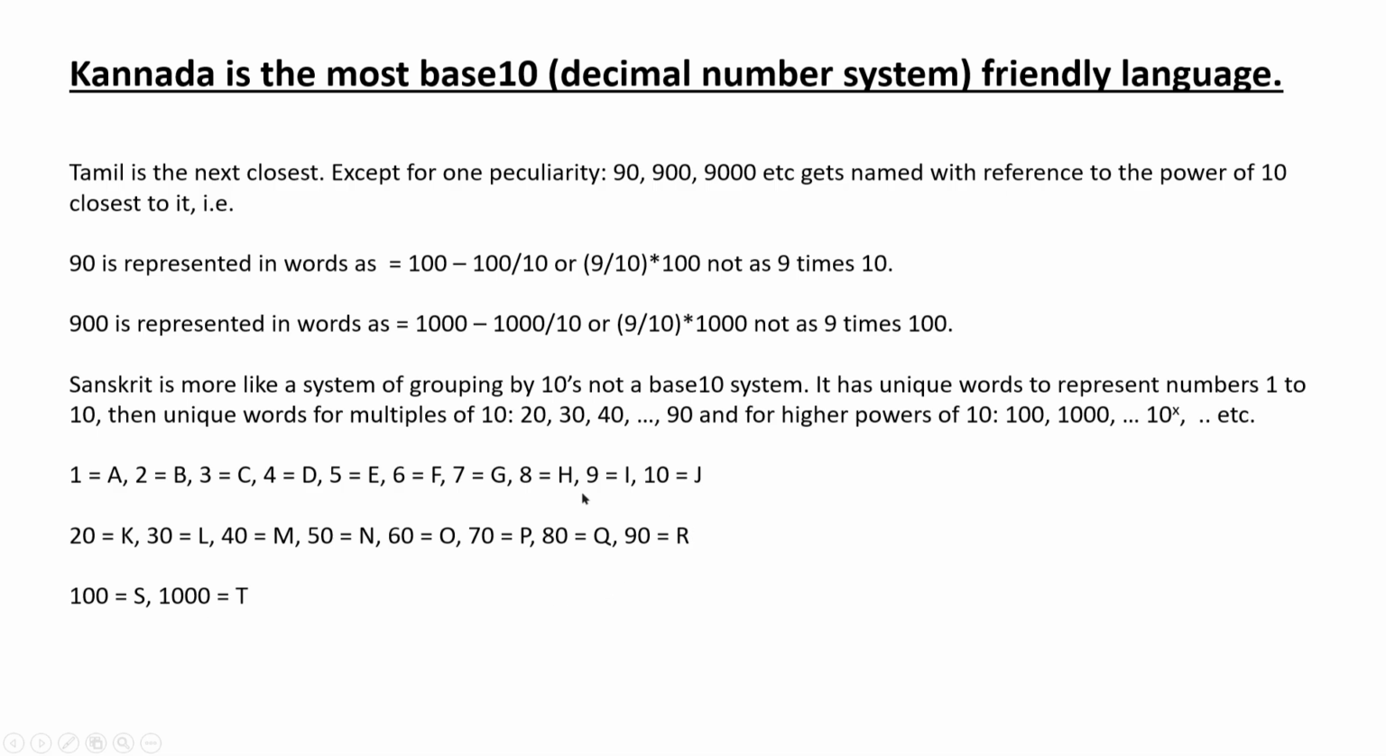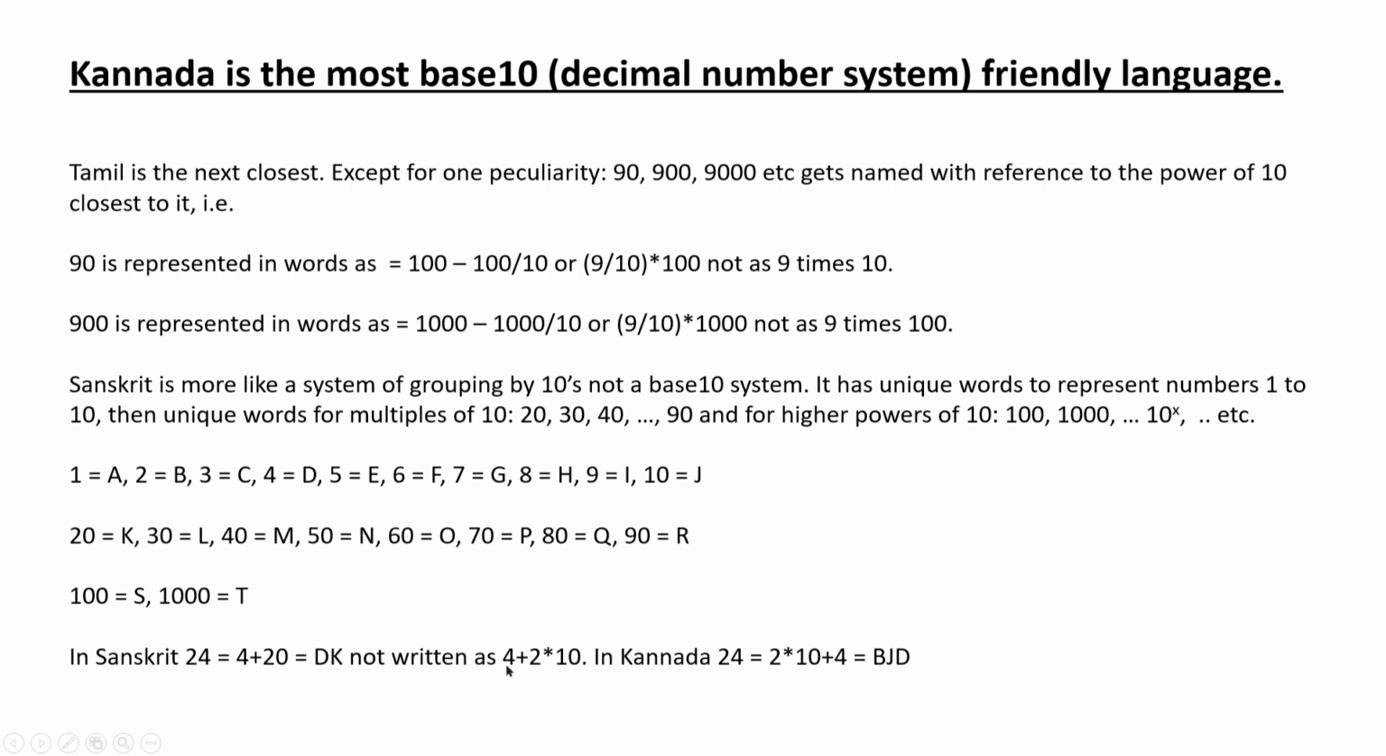So this is the extra point. This 20, 30, 40, this represented by unique words. This is why it is grouping by 10. It's not a base 10 system, not a pure base 10 system. So for example, in Sanskrit, 24 is written as 4 plus 20, or DK. D stands for 4 and 20 is K. So it combines these two words, D and K, to make the word for 24 in Sanskrit.